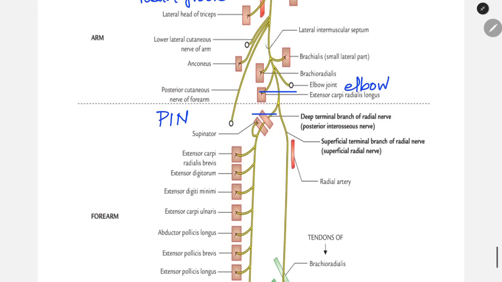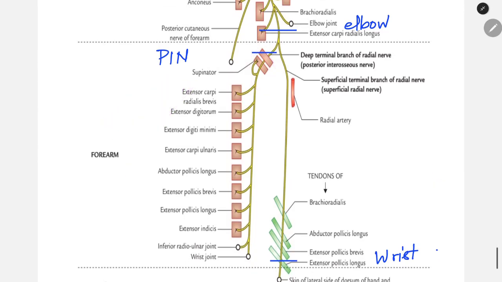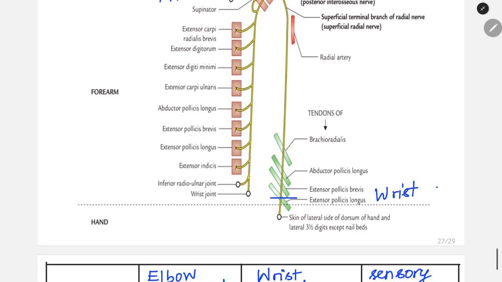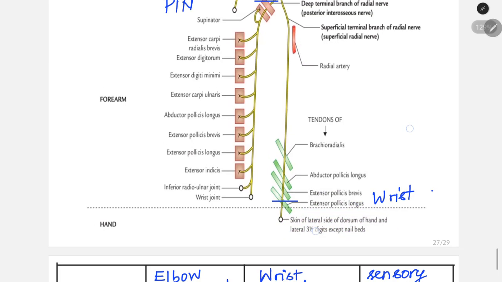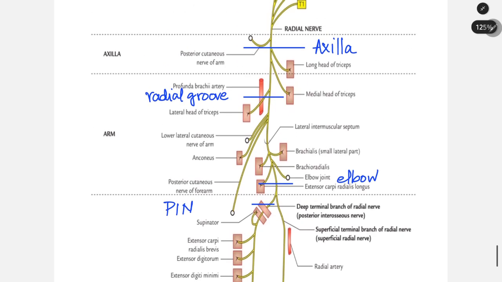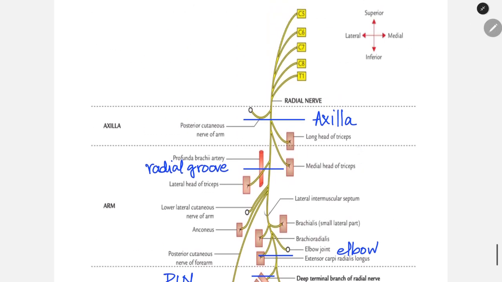Then it gives two branches. The deep branch is the posterior interosseous nerve. This posterior interosseous nerve passes through the supinator muscle and supplies all the muscles of the extensor compartment. The superficial branch gives sensory innervation. It gives sensory innervation to the skin of the lateral side of the dorsum of the hand and the lateral three digits, except the nail beds. So to simplify it, we have to write all these cords.